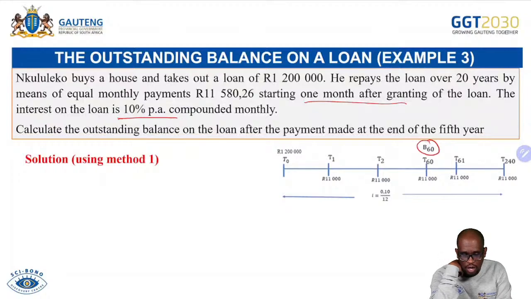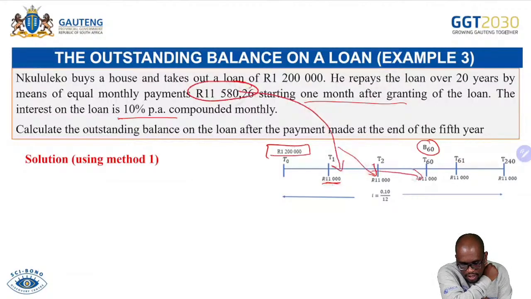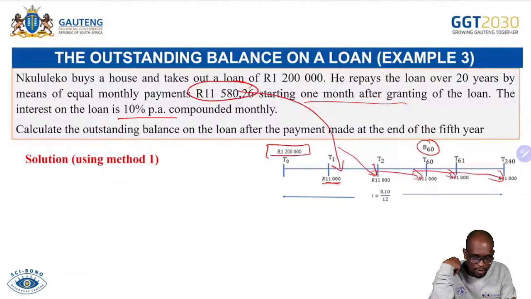All right, so in terms of months, you would say 5 times 12, it's 60 months. So we want B60. Now the money that was granted is 1.2 million. He starts paying here, it's 11,580. I made a mistake here. This is the amount that should be taken there, there, there, and there. It's not 11,000, it's 11,000 and a couple of rands and cents. Let's just make that change there.